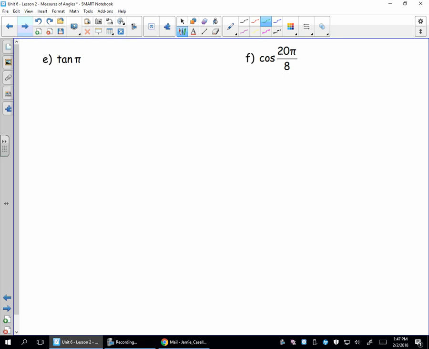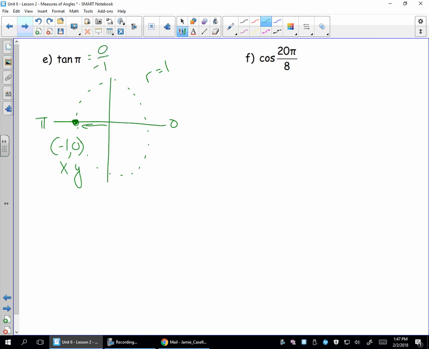Tan of pi. Well, where is pi? Pi is right here. This is a tricky one because it's not a triangle, it's on an axis. But we learned a trick last year. The easiest possible circle is a radius of 1, which would make the location of this point negative 1, 0. It's 1 unit along the x-axis. Well, that's an x, a y, and an r. Tan is y over x, so there's my answer. The tan of pi is 0.